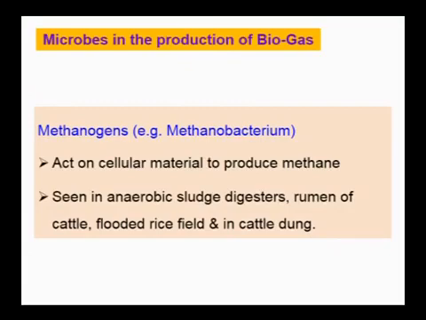Coming to the importance of microbes in biogas production, one of the most common microbes used in the production of biogas is methanogen bacteria, a kind of archaea. It acts on cellulosic material to produce methane. It is seen in anaerobic sludge digesters, the rumen of cattle, flooded rice fields, and also in cattle dung.